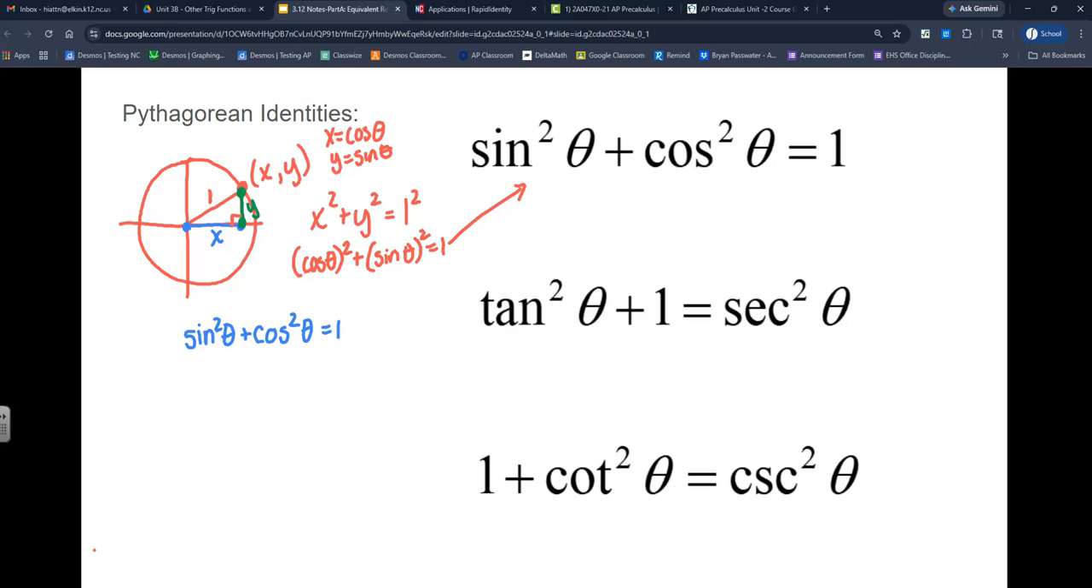So, sine on tangent is sine over cosine, correct? So, if I divide this by cosine squared theta, that's going to turn this into tangent squared theta. And I can do that as long as I divide everything by cosine squared theta.